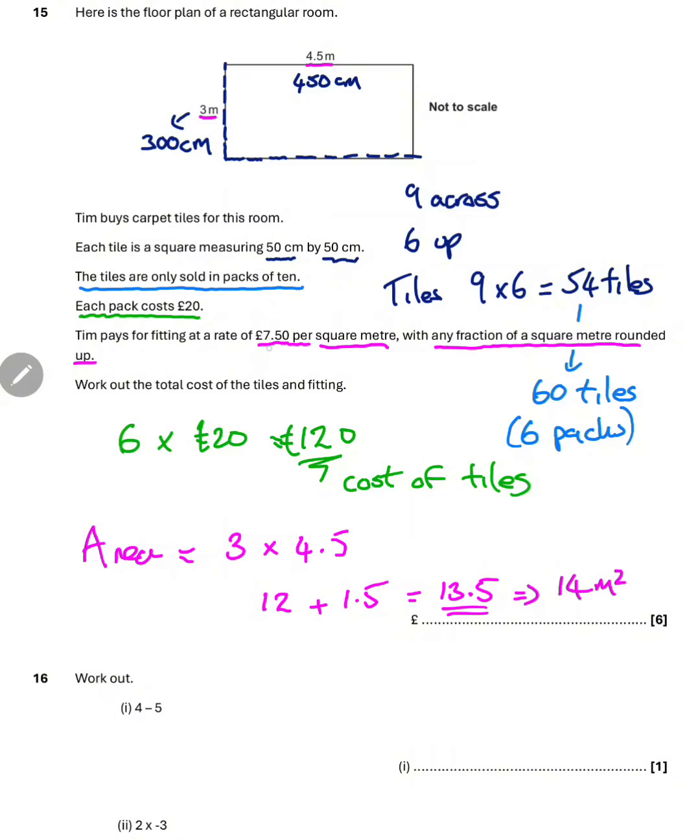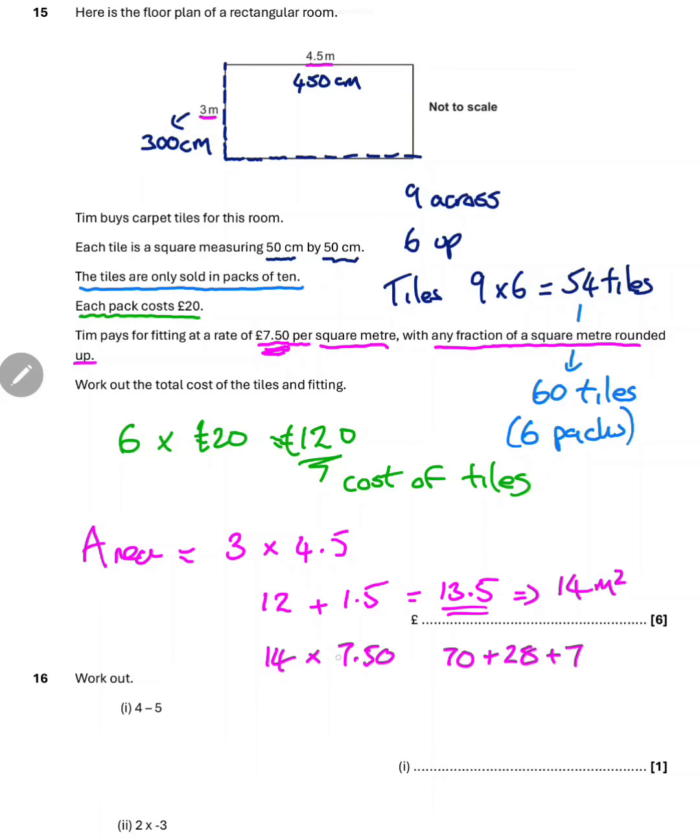Now what we need to do next is say, well, if there's 14 square metres, I need to do 14 lots of £7.50. It's costing me £7.50 for each square metre. Again, this is not as bad as it looks. I'm going to do 7 times 10, which is 70. I'm going to do 7 times 4, which is 28. And then I'm going to do 0.5 times 14, which is 7.